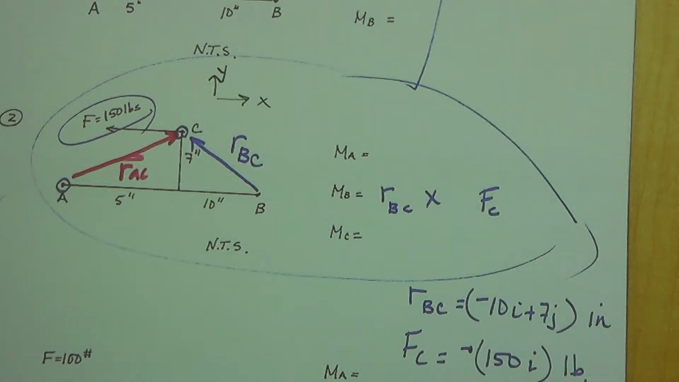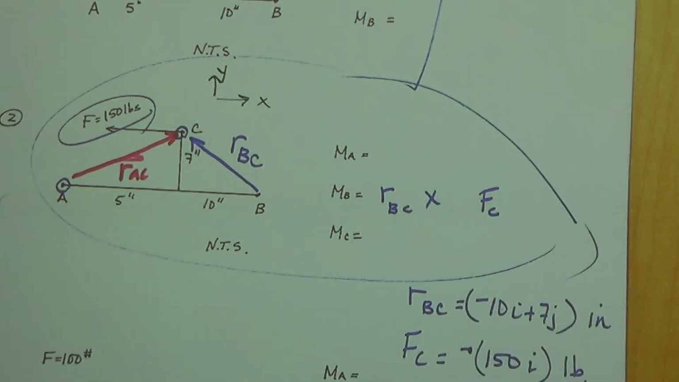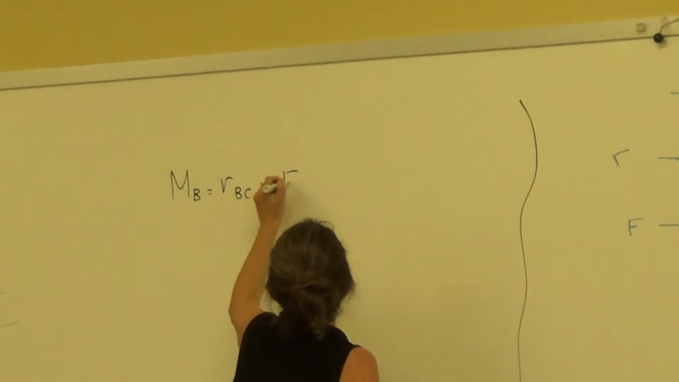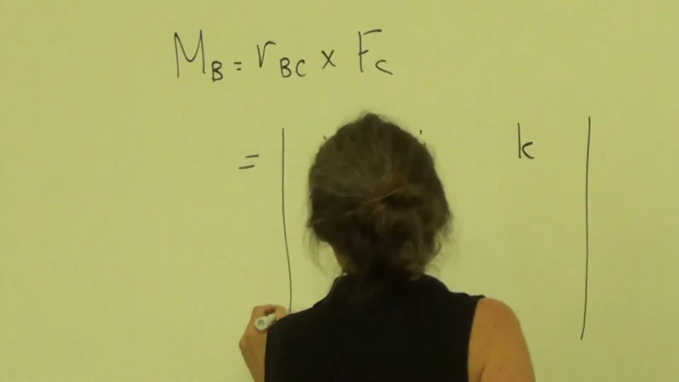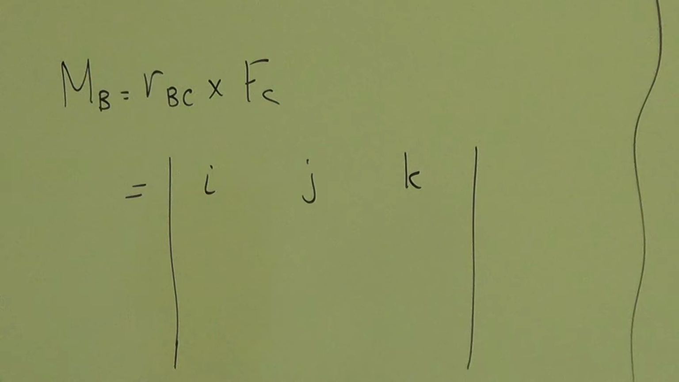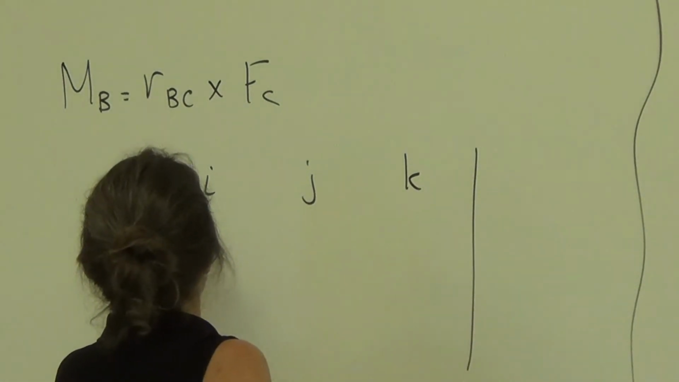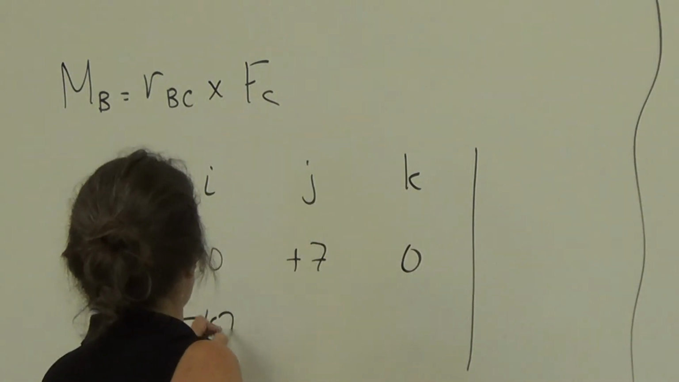So then let's write it up over here. Let's just do it. So the moment about point B is equal to R_BC cross F_C, which equals the determinant with i, j, k. Nicholas, could you tell me what R is? It's over there. Negative 10, 7, 0. Okay, and then F was negative 150? Yeah.